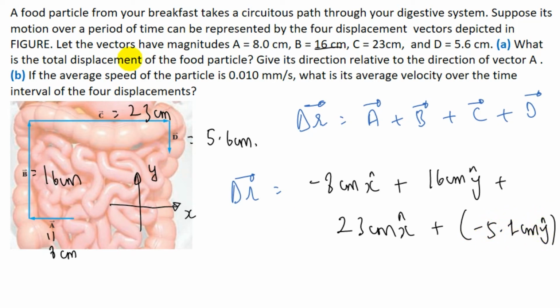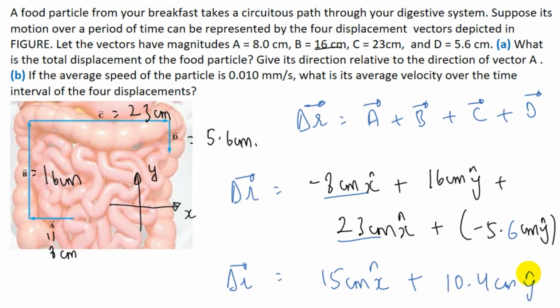Now we can add the Y component with the Y component and the X component with the X component. So this delta R will be equal to 15 centimeter X cap. We have just added this one and this one. Then plus, 16 minus 5.1 is, sorry, this is not 5.1, this should be 5.6. So 16 minus 5.6 is 10.4. So this is 10.4 centimeter Y cap. And we can also represent this delta R on the figure. This vector will represent delta R, the displacement vector.